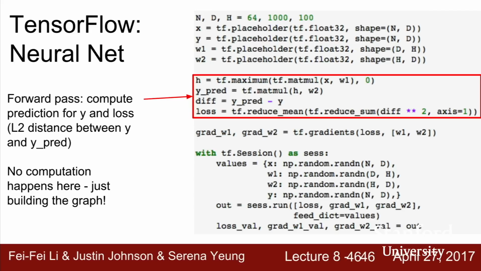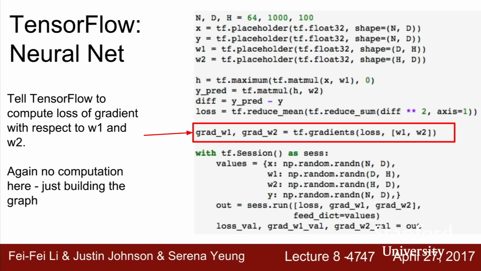Another thing to point out here is that these lines of code are not actually computing anything. There's no data in the system right now. We're just building up this computational graph data structure, telling TensorFlow which operations we want to eventually run once we put in real data. So this is just building the graph. This is not actually doing anything.